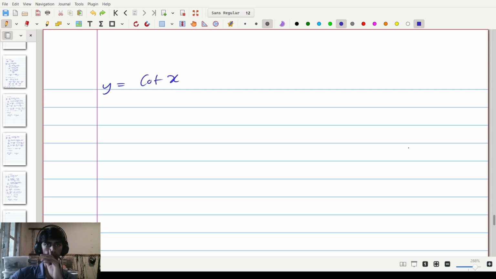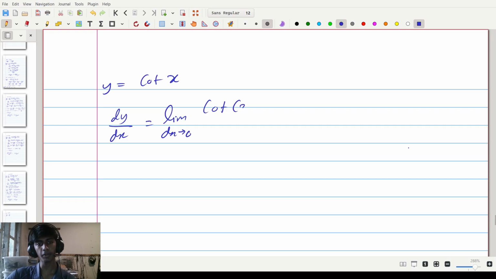Cotangent, or 1 divided by the tangent, is simpler than these. So here, what we need is the derivative dy by dx, which is the limit as dx approaches 0 of the value of cotangent at x plus dx, so cotangent of x plus dx, minus the cotangent of x, divided by dx.